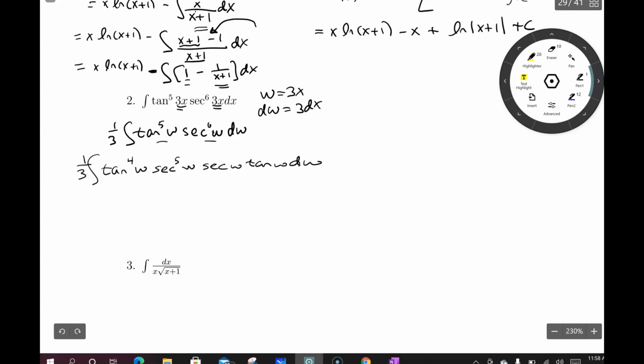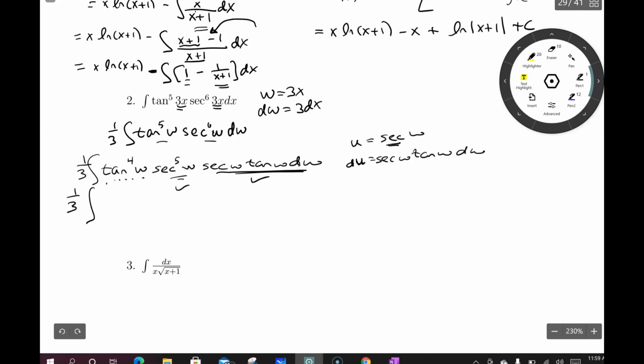I do believe this is one of them that would work either way. So maybe I'll even do it the other way. All right, so this is my du: secant w, tan w, dw. So my u would be secant of w. Okay, so that would be taken care of with my du. So it's the rest that I need to worry about.